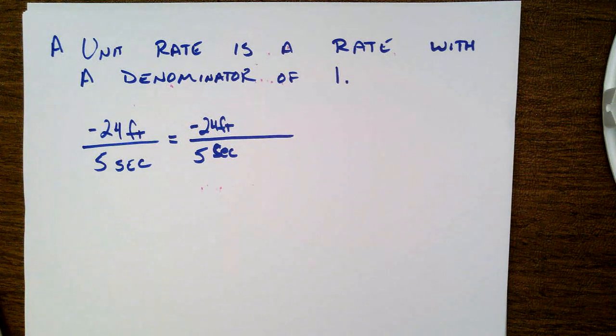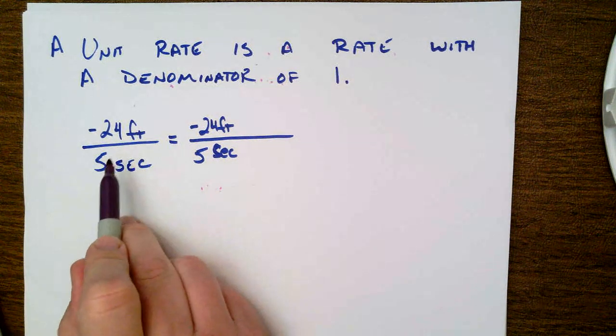In example 3, I'm given a situation in which it doesn't really tell me what it is. It says write negative 24 feet per 5 seconds as a unit rate. So maybe you drop something into the lake and it's sinking 24 feet every 5 seconds. I want to know how many feet per 1 second that is. And here's how I'm going to do this.